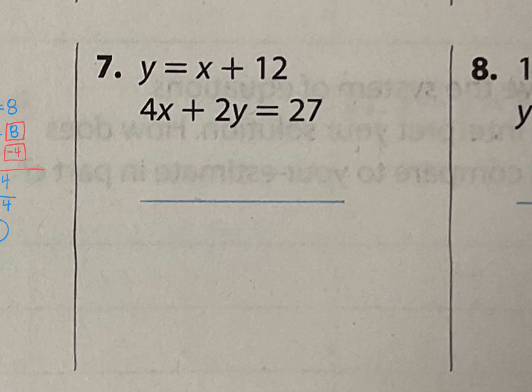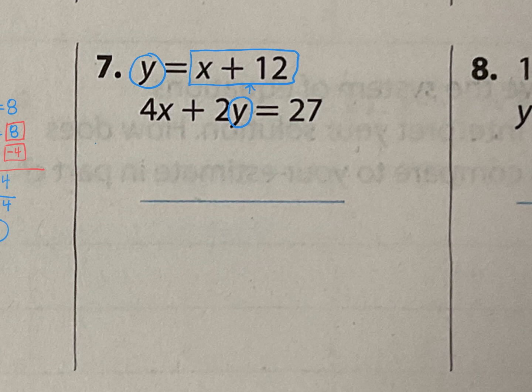Now this one will probably depress you too. But this one's going to combine a bunch of skills that we've already done. Okay, so it's telling me in the first sentence what y is equal to. y is equal to x plus 12. They're the same thing. So in the second equation, we have 4x plus 2y equals 27. So right here, instead of y, we can put x plus 12.